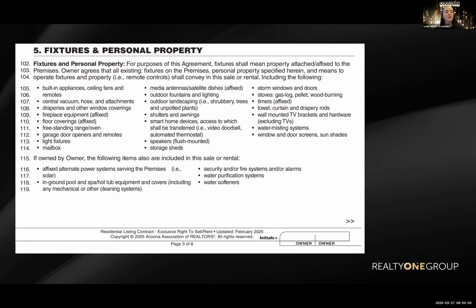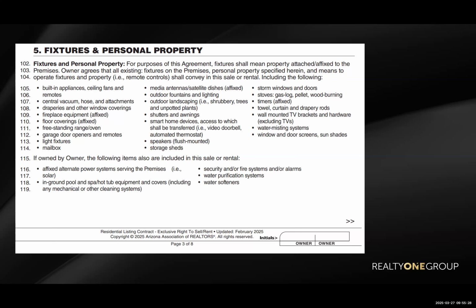Make sure that you are going through this line by line and asking if there's anything on this list which they will not want to convey. Because if that is the case, we either need to remove it now, which is ideal, or mark it in some way, have a sticker on it that it does not convey. But the bigger part is making sure in the purchase contract that it's specified that something does not convey. Otherwise, it does.